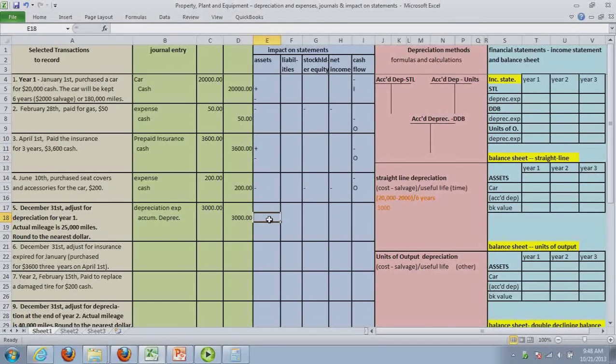Accumulated depreciation: you put something into it, you're actually reducing assets. So why do we use accumulated depreciation, and why don't we just credit the car? It'd be easier. Because statement readers actually gain something by having the information. What is the cost? What is the accumulated depreciation to date? First year, we don't have too much accumulated depreciation. And so the book value at this point in time is the difference, or 17,000.